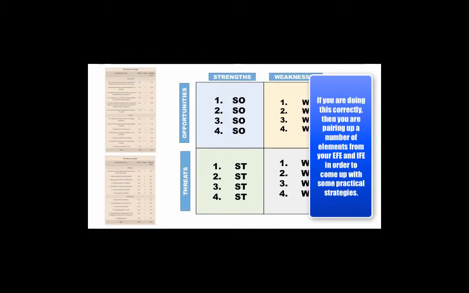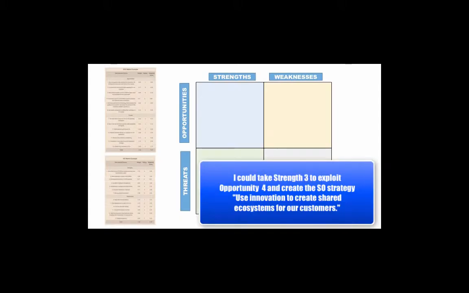If you're doing this correctly, then you are pairing up a number of elements from your EFE and IFE in order to come up with some very practical strategies. For example, I could take strength 3 to exploit opportunity 4 and create the SO strategy, use innovation to create shared ecosystems for our customers.